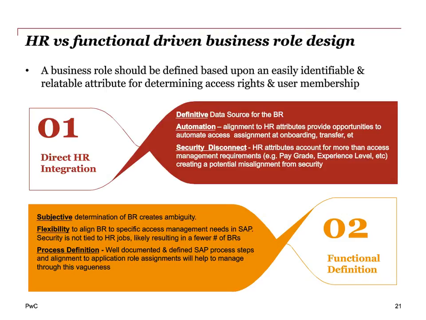Alternatively, with that functional-driven design, you can really tailor each BR to your SAP access management needs. You're not handcuffed to your HR jobs at that point. This generally results in a much lower number of business roles. For example, you probably would find that something like a journal entry processor role would be applicable to several, if not dozens, of HR jobs. It does create some ambiguity, though, with the business role structure, as it's really your subjective determination of what makes up that business role at that point.